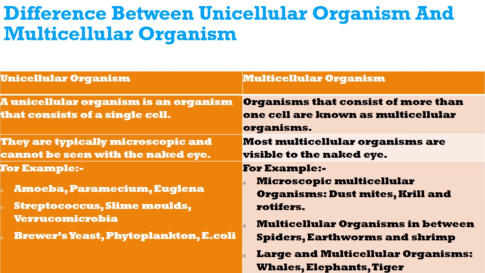Examples of unicellular are amoeba, paramecium, euglena, streptococcus like bacteria, slime molds, yeast, phytoplankton, Escherichia coli, etc. Examples of multicellular are from plant body to human body, Spirogyra, spiders, whales, elephants, tigers, etc.